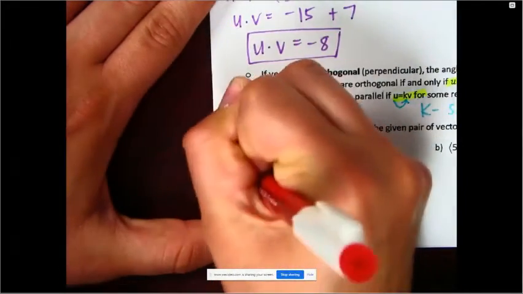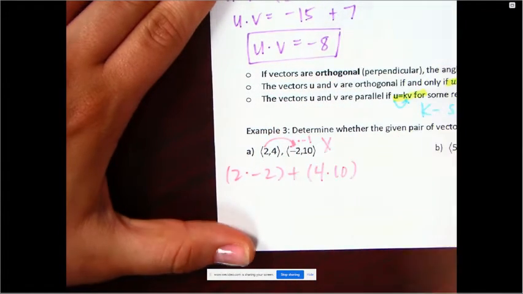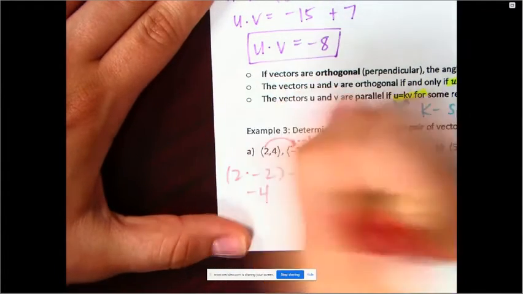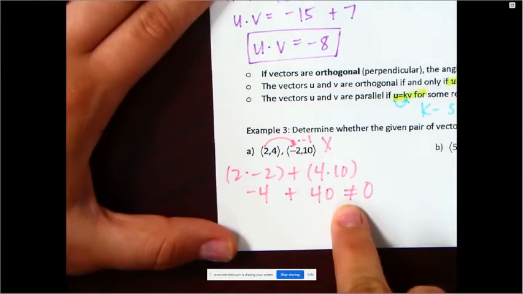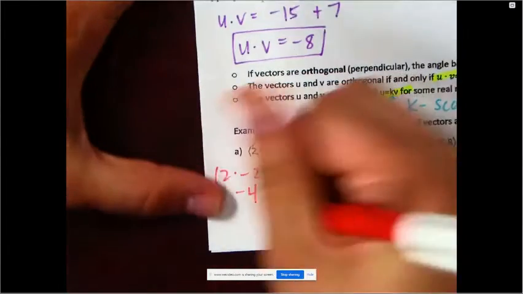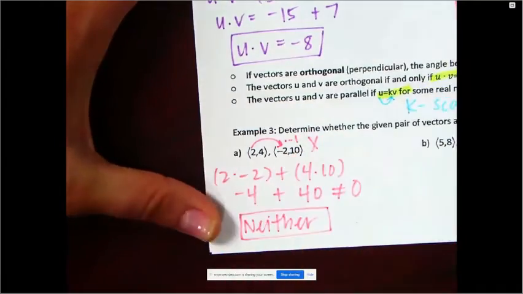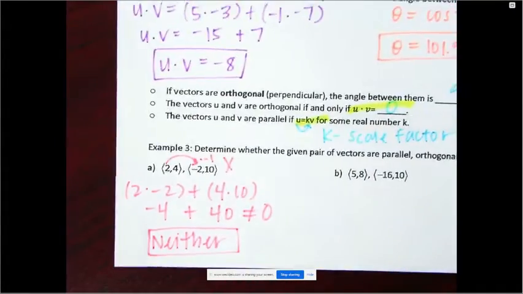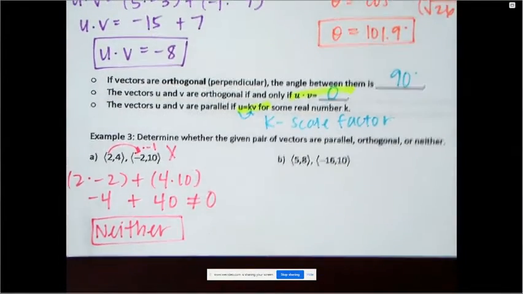So now we need to check orthogonal. I need to check their dot product. So I will do 2 times negative 2 plus 4 times 10. I know this is negative 4 plus 40, and that is not going to equal 0. So it's not parallel, it's not orthogonal. That means our answer for this problem is neither. Cool. Questions? Okay, great. Let's look at part B.